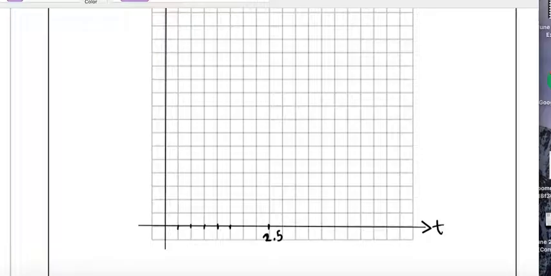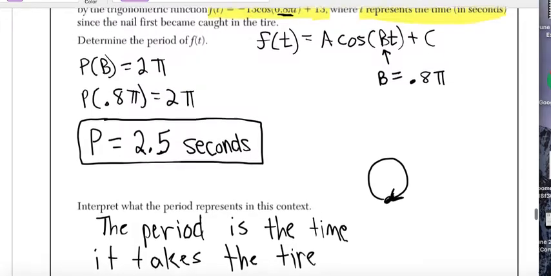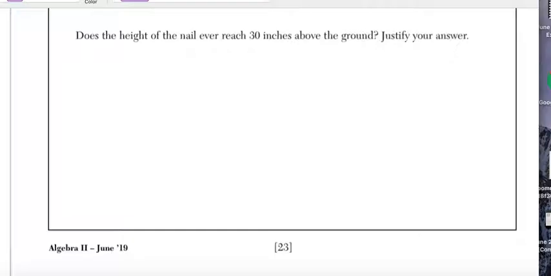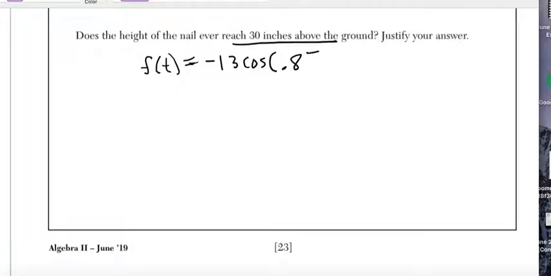Now, before we go to the graphing part, I want to do one other thing. Remember I talked about how we have f of t equals a cosine bt plus c? So I'm going to write the function again here. This question was asking, does the nail ever reach 30 inches above the ground? So I have f of t equals negative 13 cosine of 0.8 pi t plus 13. I don't need the b value. The frequency, remember, was 0.8 pi. The a value is negative 13.